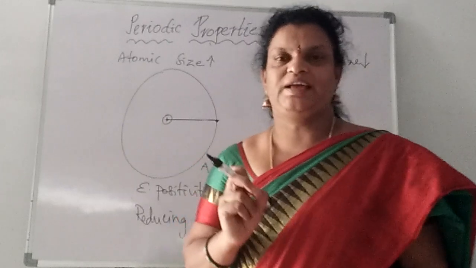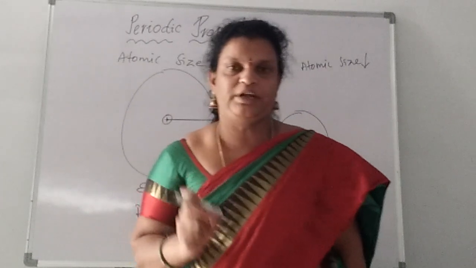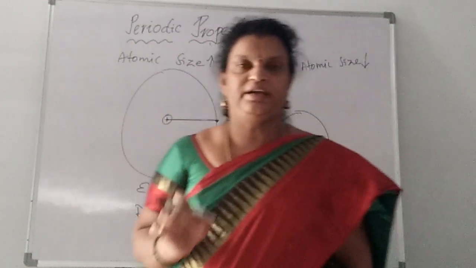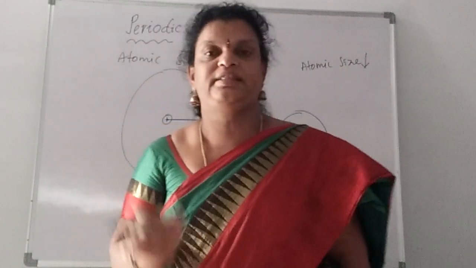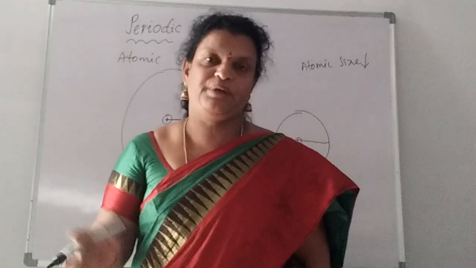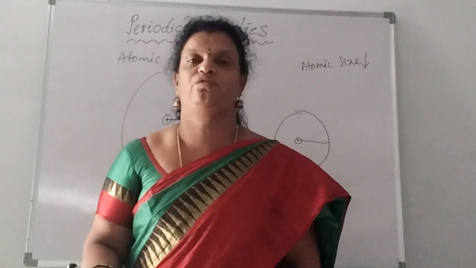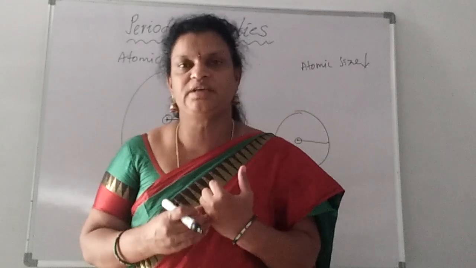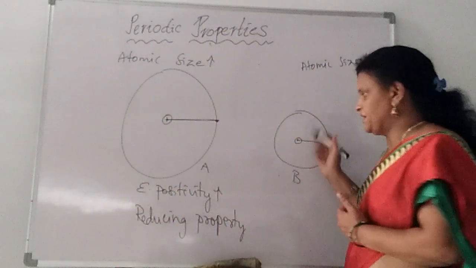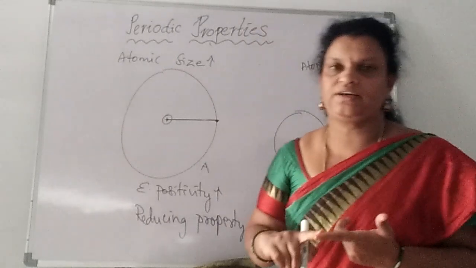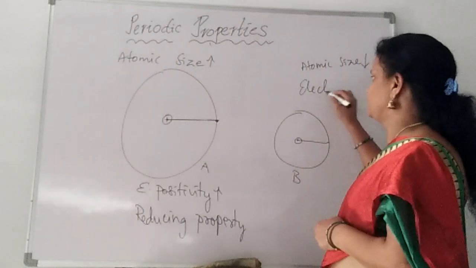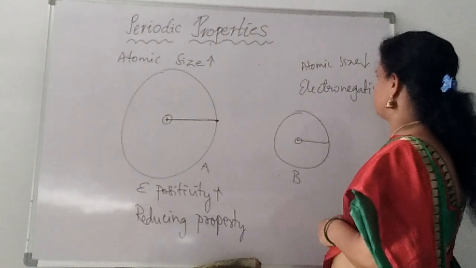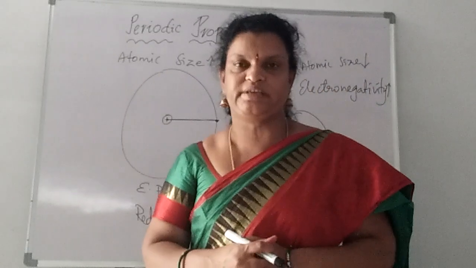Here we have a property known as electronegativity: the tendency to attract the electron. More precisely, it is the tendency of attracting the shared electron pair towards itself after formation of a covalent bond. If any element is attracting the electron pair towards itself, that property we call electronegativity. So the electronegativity of this element B is greater.